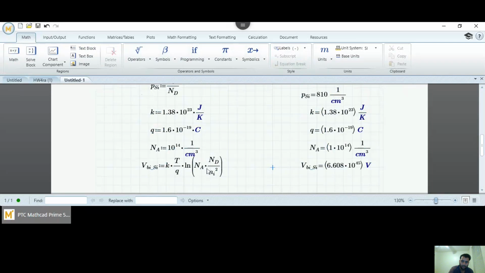Maybe we can, let me see. If we change Nd to just psi i, then maybe we can get the exact values. Hold on. What the heck? Oh, I get it. You see where I made a mistake here? I put a small s. I need to put this one. Let's see the values. It's 0 volt.